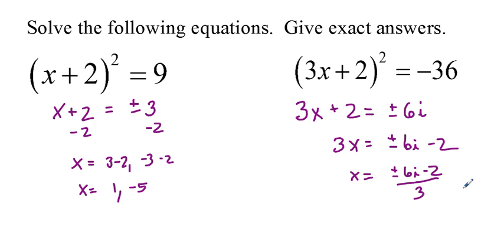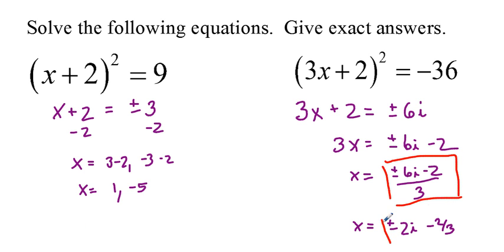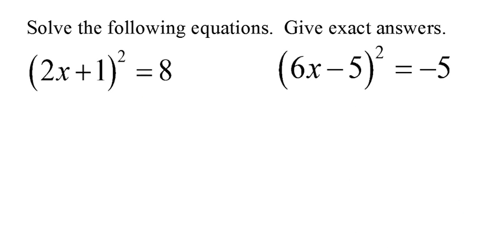Now I can leave my answer like that. I should point out up here, we can't combine these. This is an imaginary term and this is a real term, so they're not like terms that can be combined. I can divide each by 3. You could write your answer plus or minus 2i minus 2/3, but that's as far as you could go. So either answer is fine. You can leave it like this, or you can leave it like this. They're both good answers.